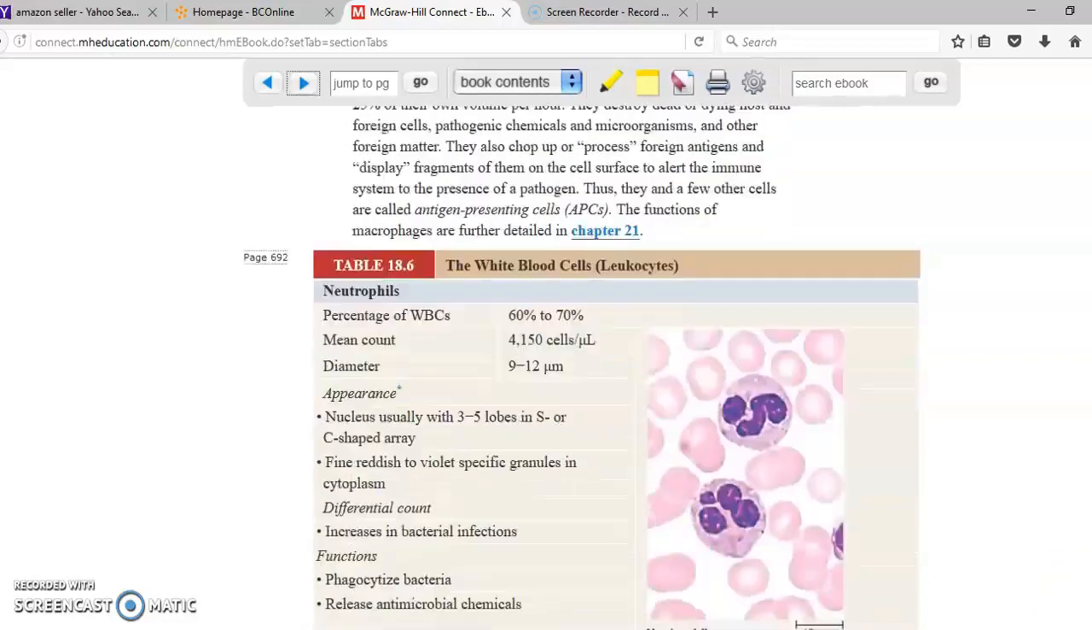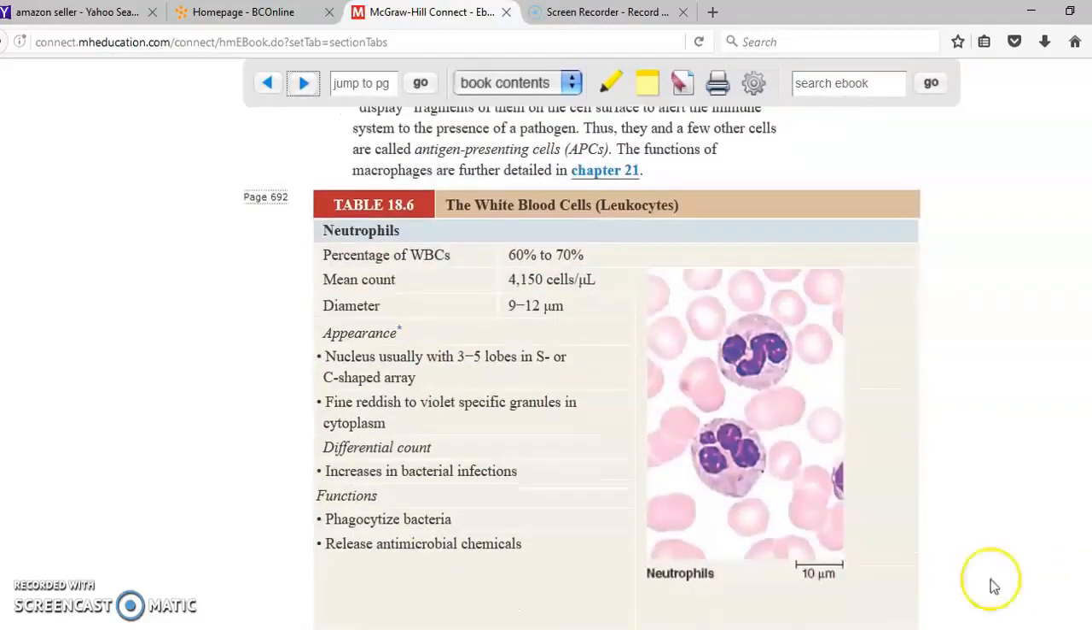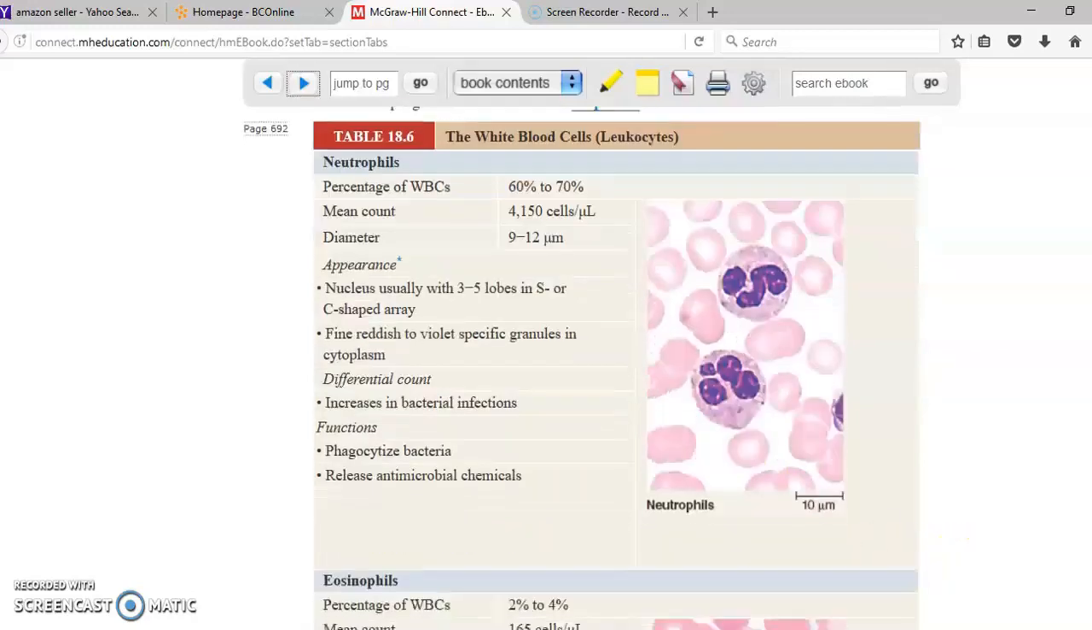If we look at the table, the first one that we have in here is the neutrophil. A couple of characteristics regarding the neutrophils are that they are the most abundant white blood cell that you're going to find in the blood smear, as well as the functions that they have, which is that they eat bacteria, phagocytize bacteria, and release antimicrobial chemicals. These chemicals are the ones that you're going to find in the granules.